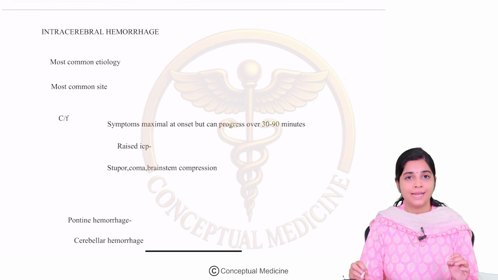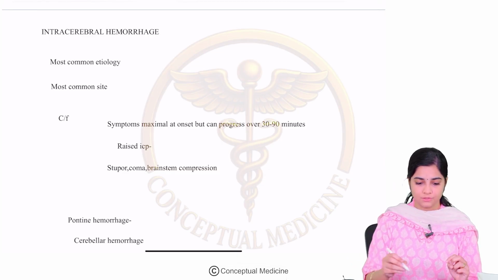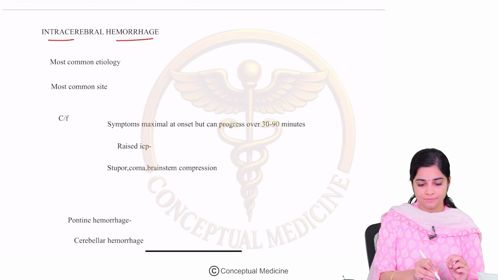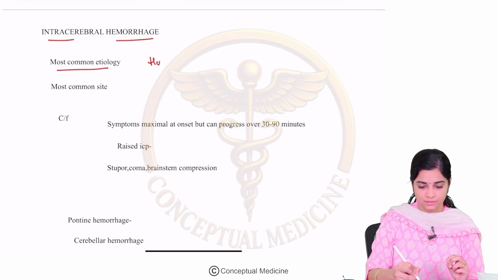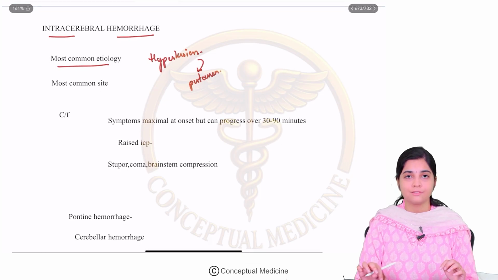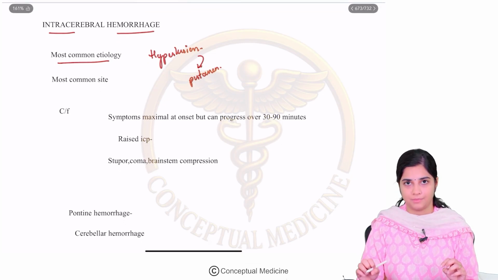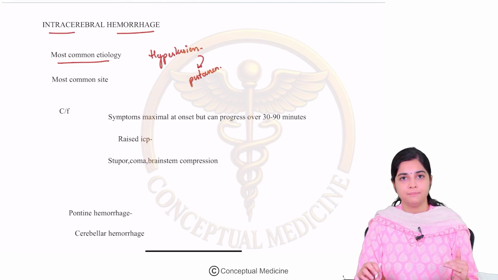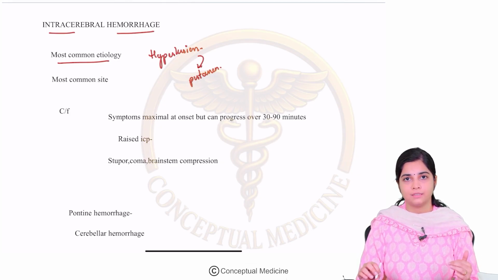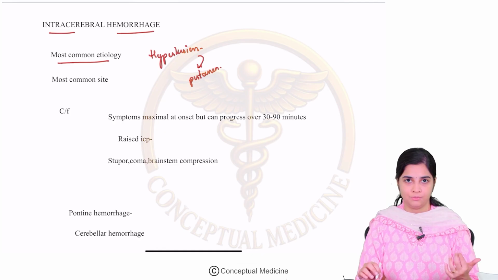Now, let us look at intracerebral hemorrhage. Whenever we speak about intracerebral hemorrhage, the most common etiology is hypertension, and the most common site of a hypertensive bleed is the putamen. So what happens in hypertension? When there is a sudden acute rise in the blood pressure, the vessels can give way because they are not able to take up this high change in blood pressure, and they can start bleeding into the brain.